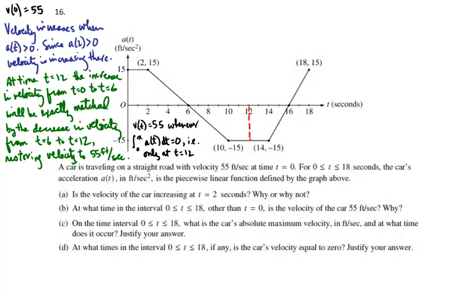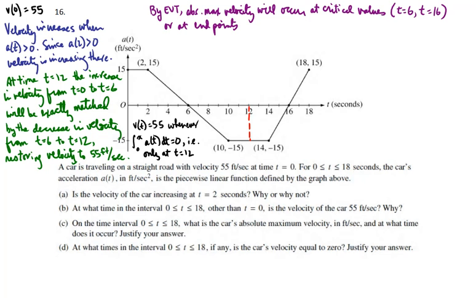We're asked on the closed time interval from 0 to 18, what is the car's absolute maximum velocity and at what time does it occur? Once again, I will invoke the extreme value theorem. And by the EVT, the absolute maximum velocity will occur at critical values. And a critical value will be where the derivative of velocity changes sign. In this case, where acceleration changes sign at t equals 6 or t equals 16. Or it may occur at the endpoints, at t equals 0 or t equals 18. And so all we have to do is to test the velocity at those 4 values.